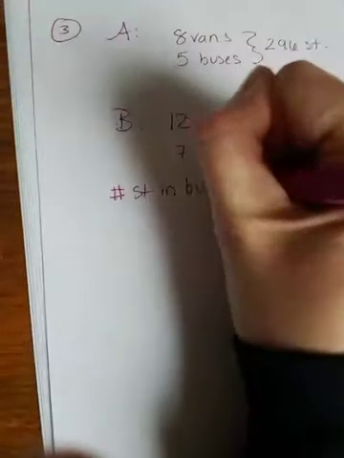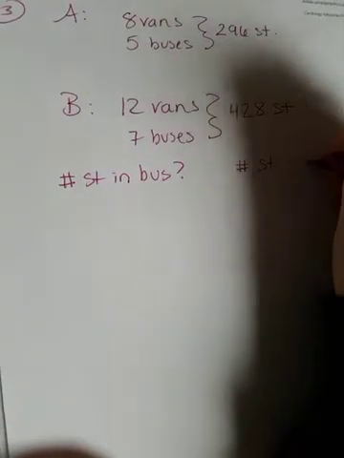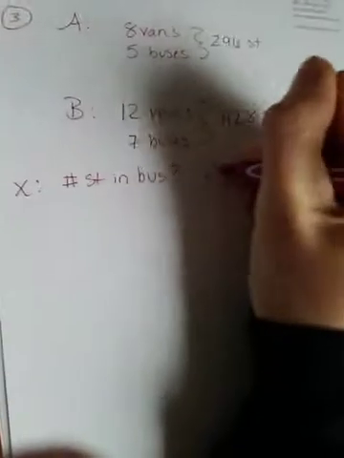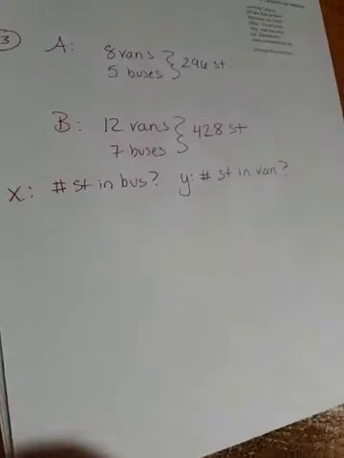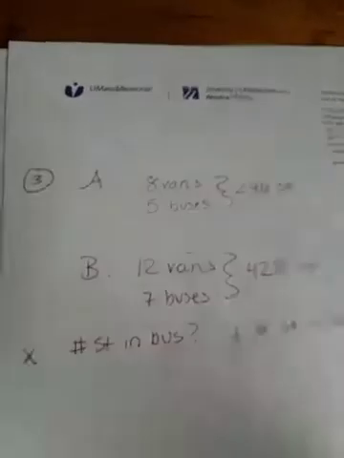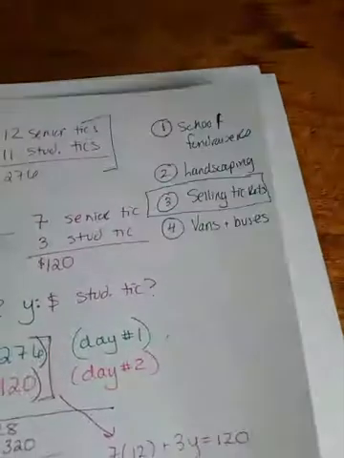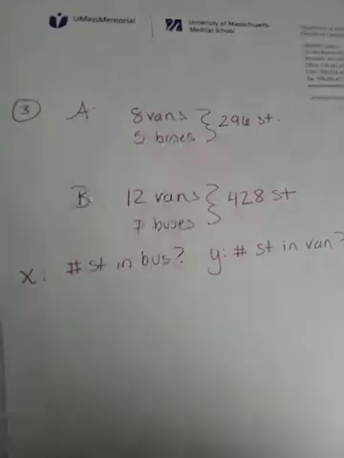So they're saying number of students in a bus. That's one question. Number of students in a van. So I'm going to let X be the number of students in a bus and Y be the number of students in a van. Again, it doesn't matter which one I define as which, just as long as I do it. So if you go back to question 1 again, where I listed everything out, this is an example of vans and buses. So crazy with my notation, I know.